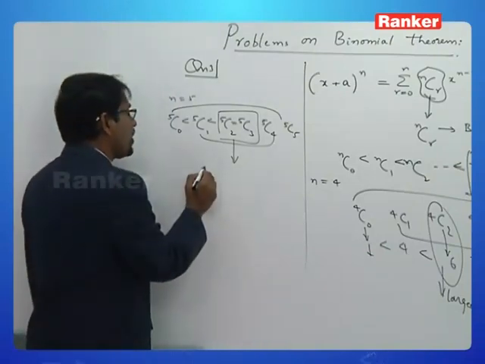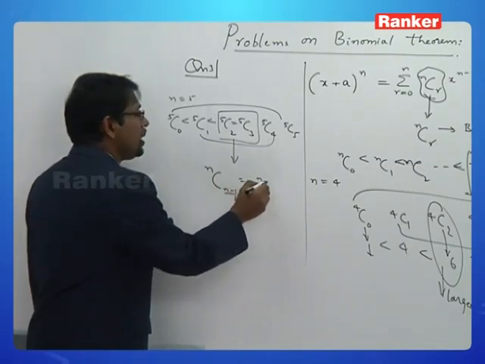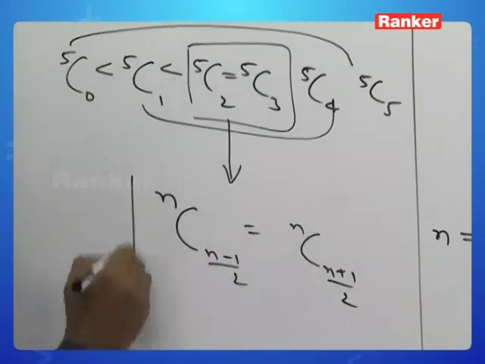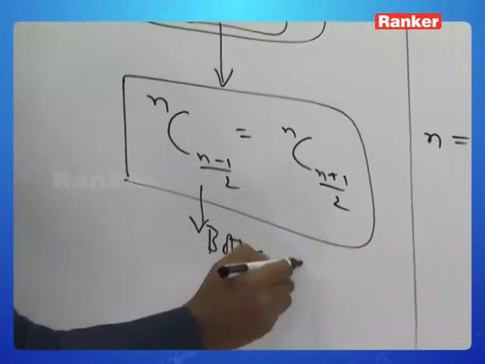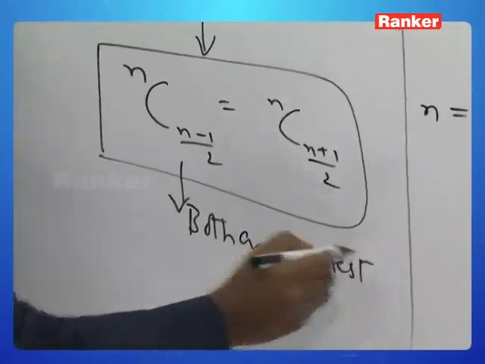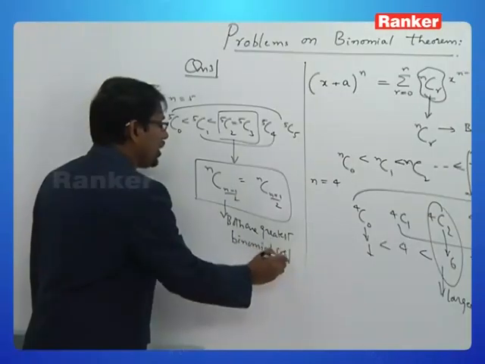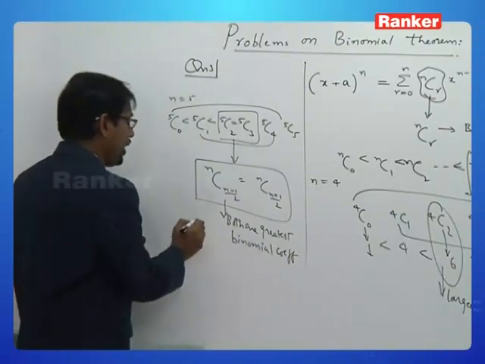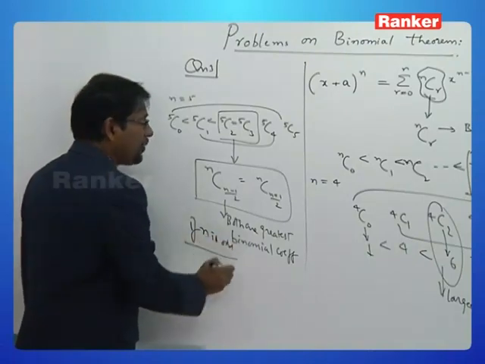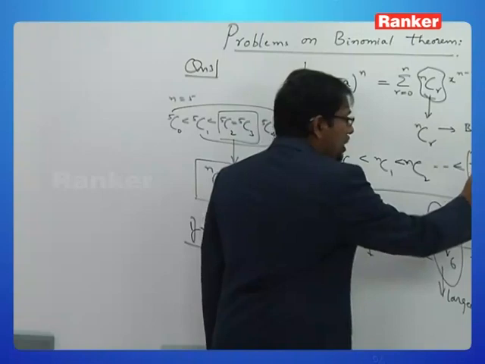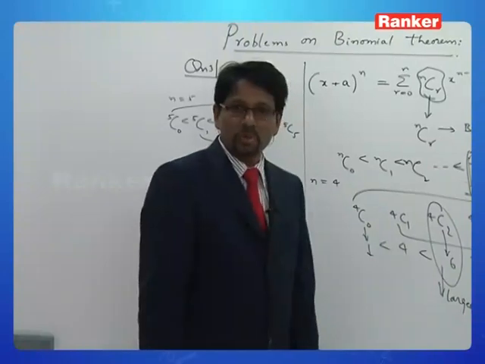So what is that? nC n minus 1 by 2, which is equal to nC n plus 1 by 2, both are greatest binomial coefficients in the case of n odd. If n is even, we said nC n by 2 will be the unique largest binomial coefficient here.